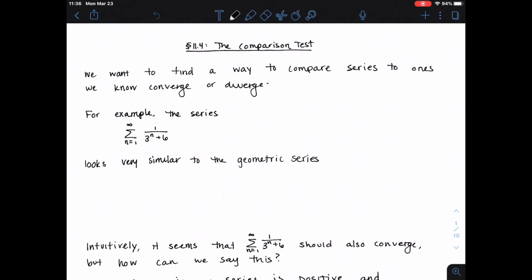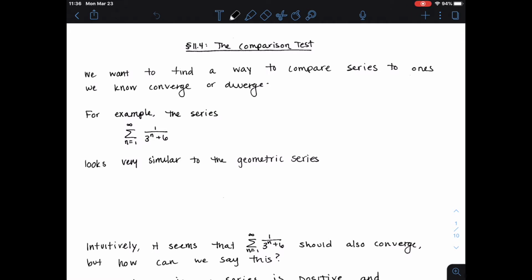So the next section we're going through is 11.4, which is the comparison test. So far we only know a very select group of series, what their convergence and divergence criteria are. We've got this integral test, which is very time consuming and may not work for a lot of things. We have p-series and we have geometric series, but now if we change it in any slight form, we aren't 100% sure what's going to happen.